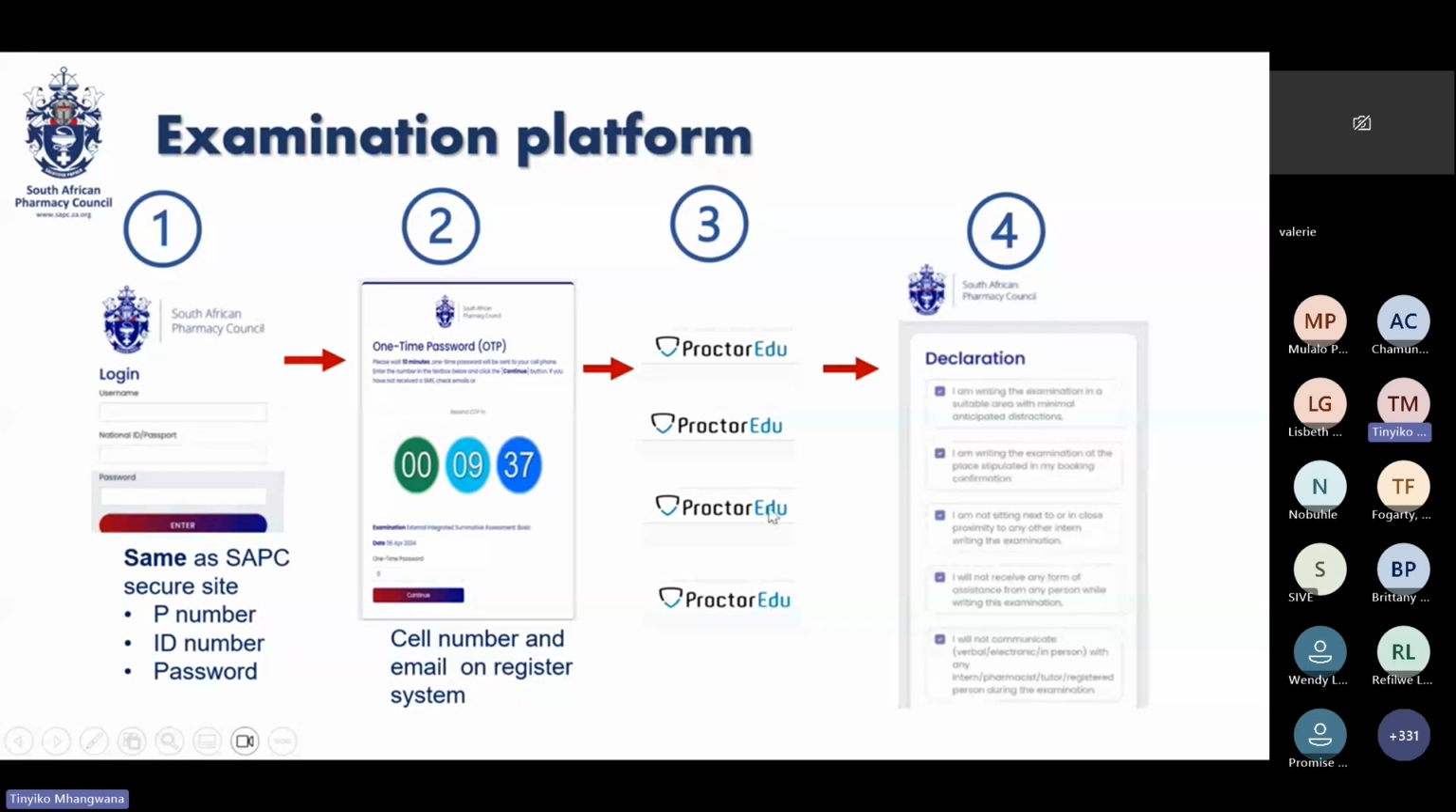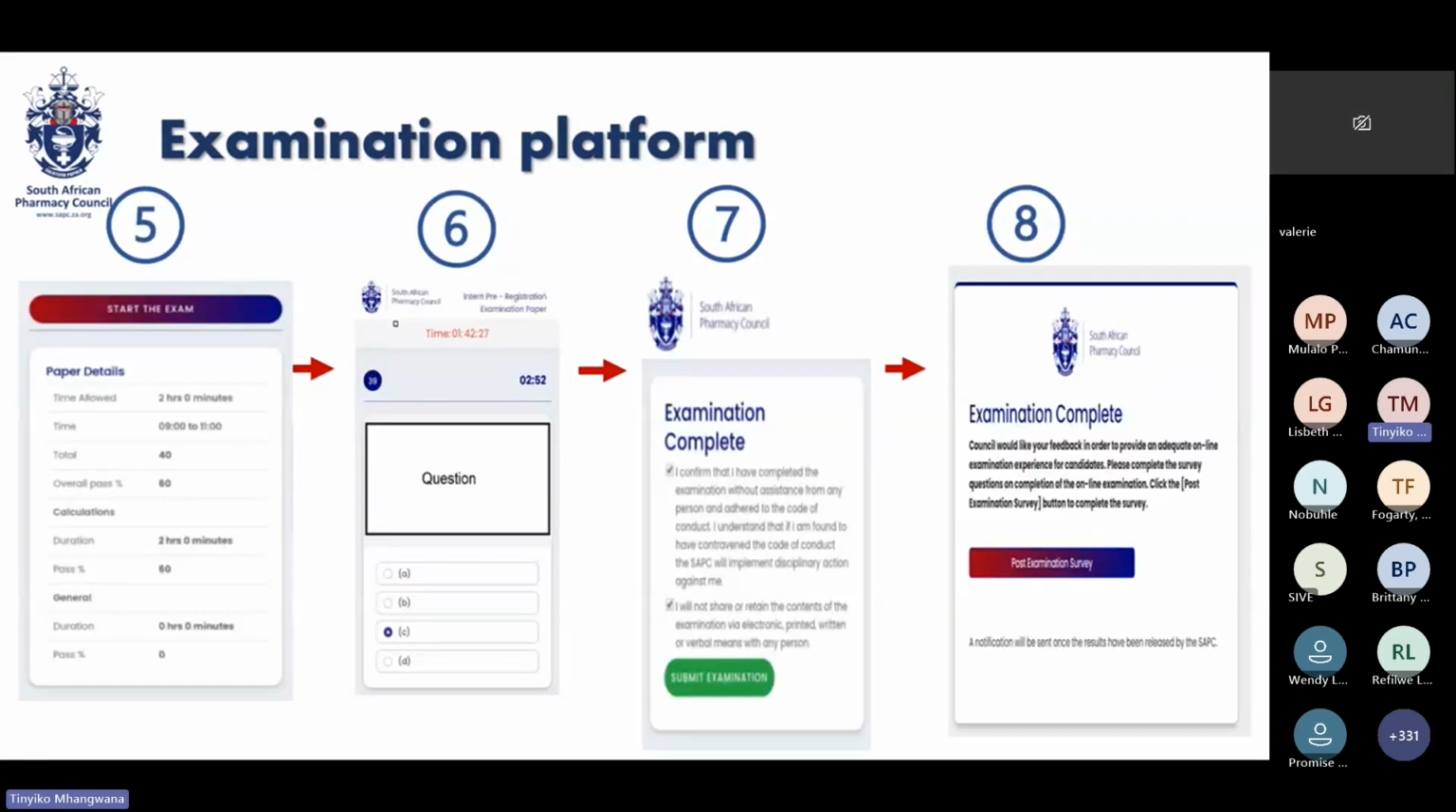As soon as you press continue, it will take you to the Proctor Education logins. And then there are a few declarations that you need to make, which will be demonstrated to you. Read each and every declaration before you tick. If you haven't ticked any of them, you will not be able to go to the next step. After that, it will take you to start the exam. Before you can start the exam, it will show you this page written under 5, where it will tell you how long the paper is, the total marks and everything.